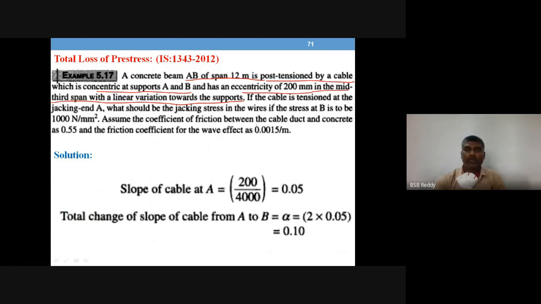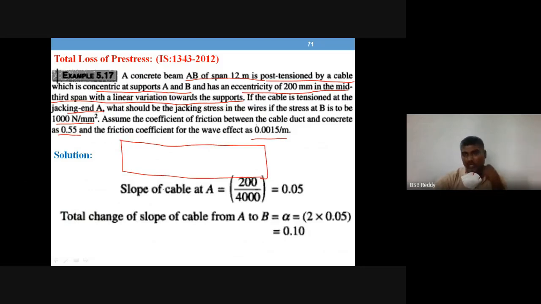If the cable is tensioned at the jacking end A, what should be the jacking stress in the wires if the stress at B, the other end, is to be 1000? Assume the coefficient of friction between the cable and the duct and concrete as 0.55 and wave effect is this. So this question is only for frictional loss. Let us see. First, understand the given question.